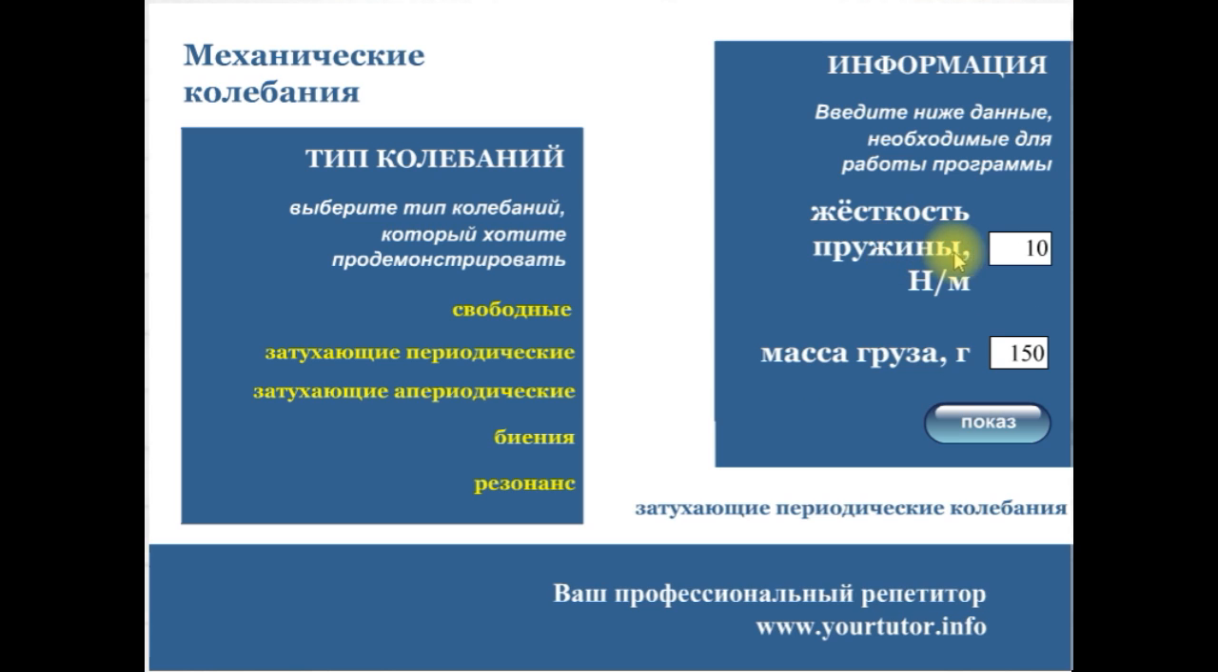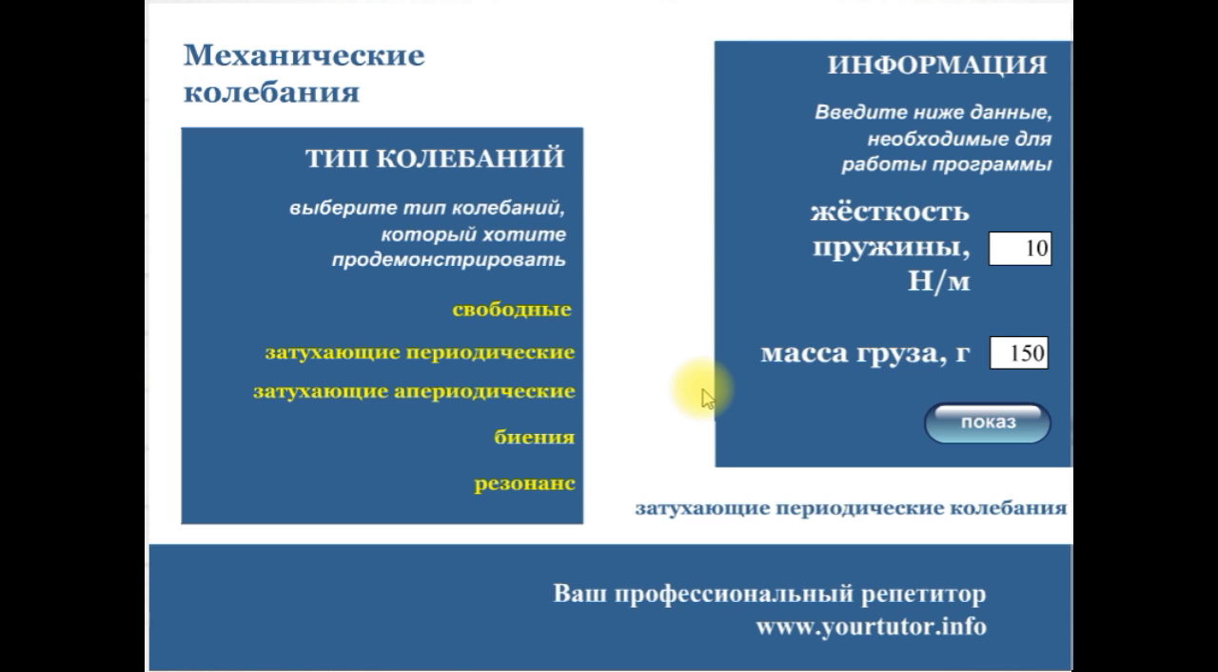A stiffness of the spring, we set the stiffness of 10 newtons per meter. This is quite a weak spring. And a mass, let's say 150 grams, for example. And now we can simulate the elastic pendulum that oscillates horizontally.